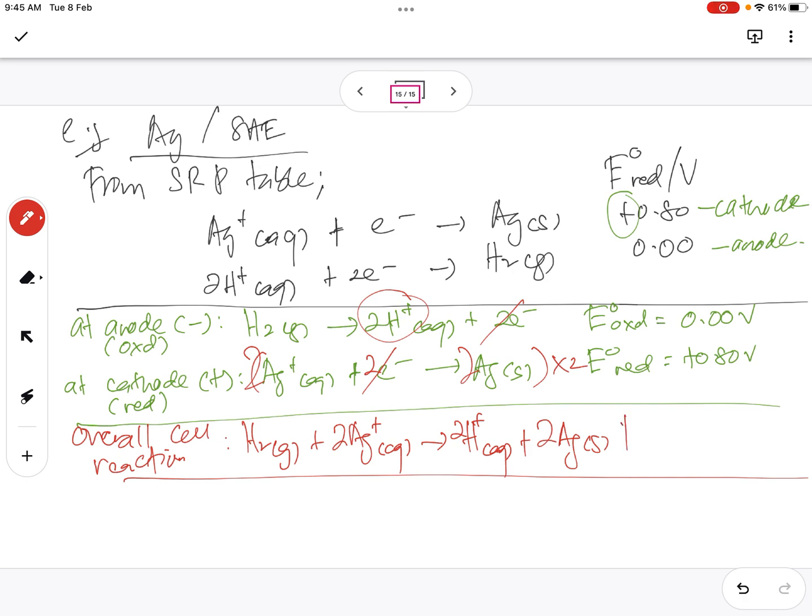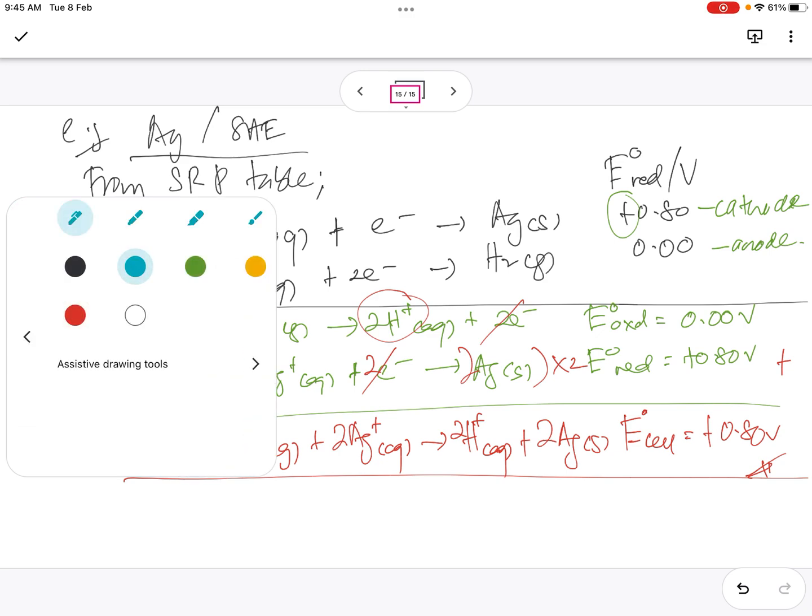Then kita boleh kira E naught cell tak? Boleh, kita tambah saja. Berapa dapat? Positif 0.80 volt. Very good. Setakat ni okay, boleh faham? Okay. Boleh, sir. Okay, kita buat cell notation.